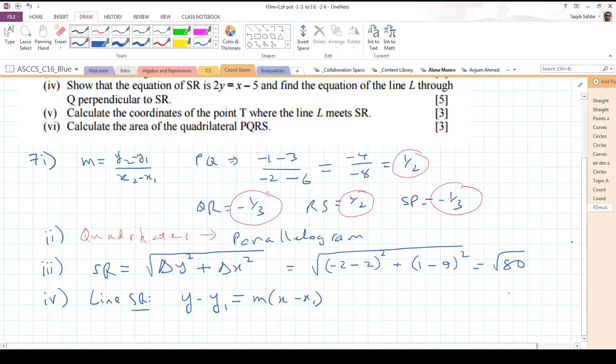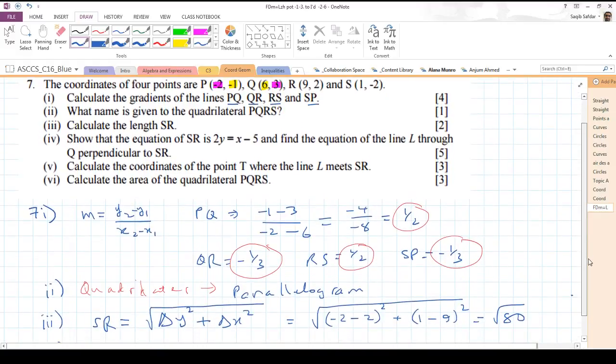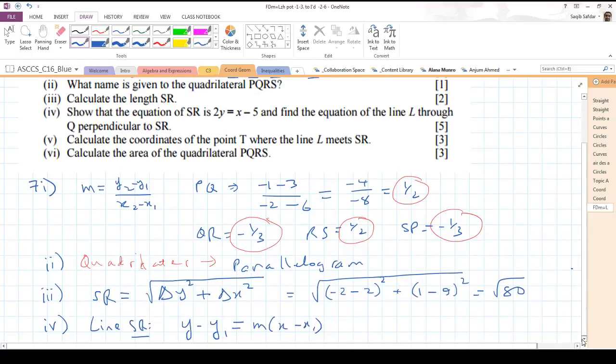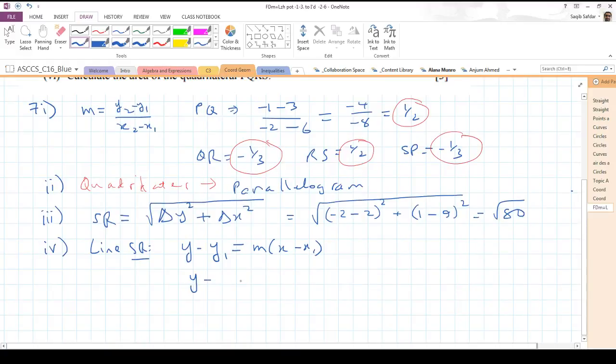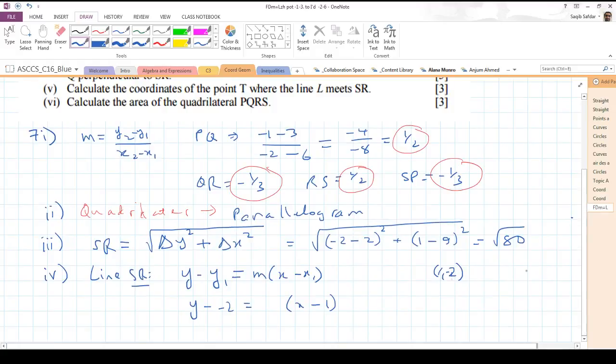So y minus y1. Now, do we know a point that lies on this line SR? We know S and we know R, so we can use either one of them. I'm going to pick S because it's got smaller numbers, the whole numbers 1 and minus 2. So we'll do y minus minus 2 equals m times x minus 1. What's the gradient for m for SR? It's a half, right? We know that from this part here.